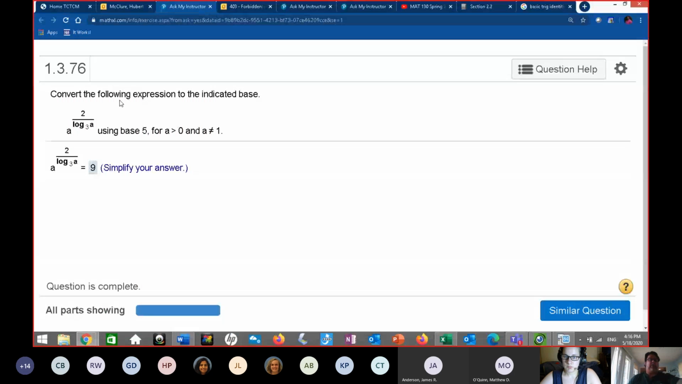Okay, convert the following expression to indicated base using base 5. Oh my Lord. Well, first of all, it doesn't have the show me. It doesn't have help me solve this, does it? It does not. Where do these questions come from? Okay, I'll have to do that one here at home because you're going to have to set it equal log base 3 of A and change it to base 5. You're going to have to use the change base formula.